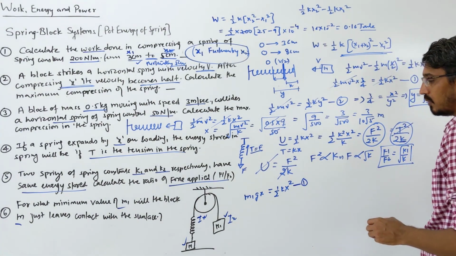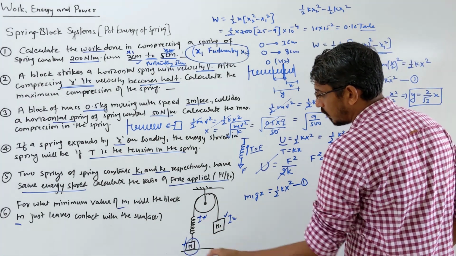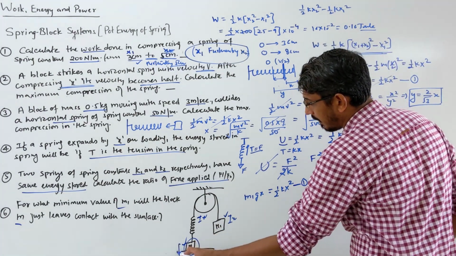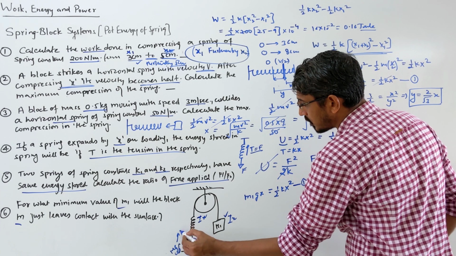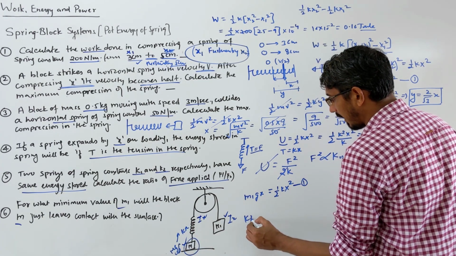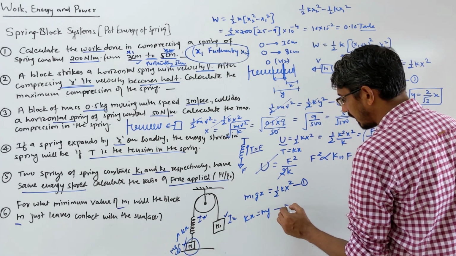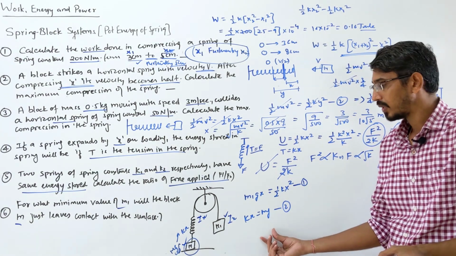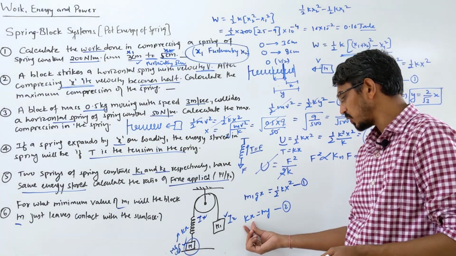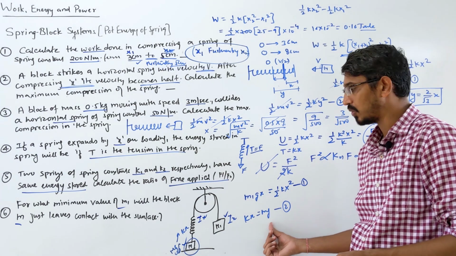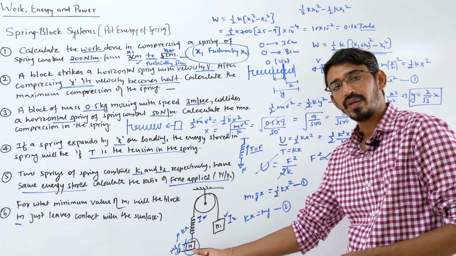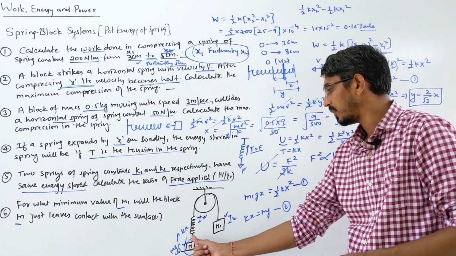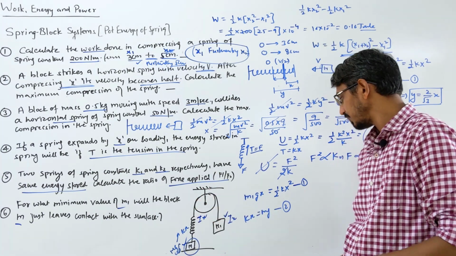Now you want to lift this block, so what forces are acting here? Mg is downward, and upward is your spring force kx. You say kx should be equal to Mg, correct? At minimum, to lift this, this force kx should be at least equal to or more than Mg to lift this block. On this block we have two forces, Mg downward and kx upward, spring force, okay?